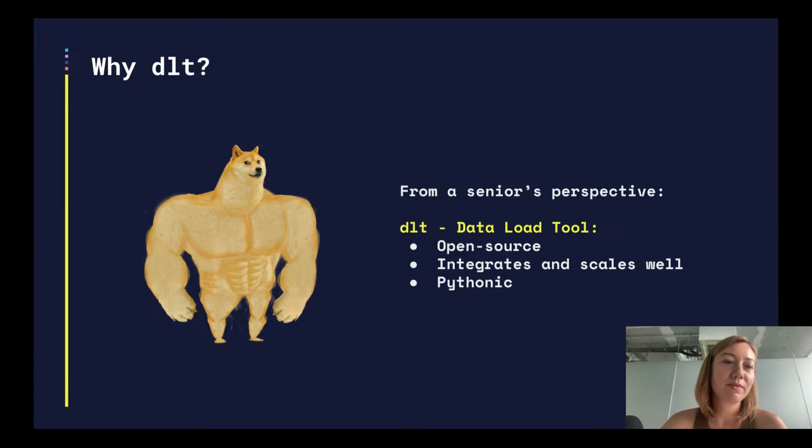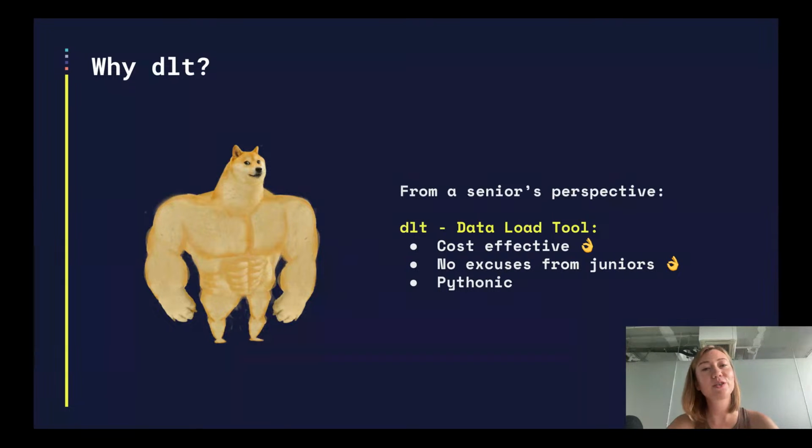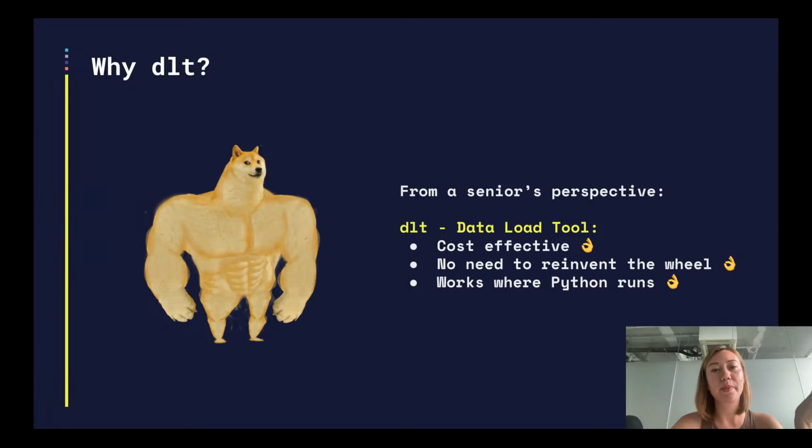And the same points from a senior perspective. Open source means cost effective. Integrates and scales well means no excuses from juniors. It's Pythonic. It means also no need to reinvent the wheel. And it's Pythonic, and it means it works where Python runs.